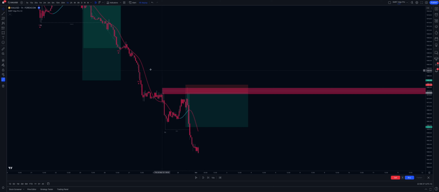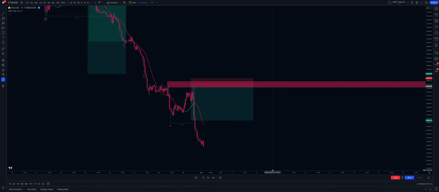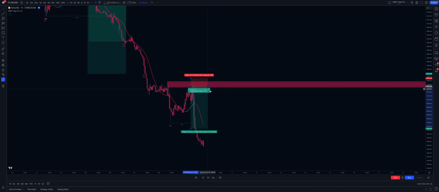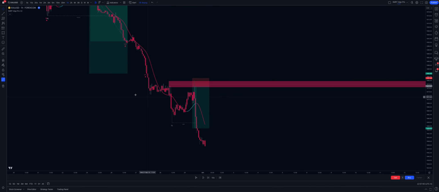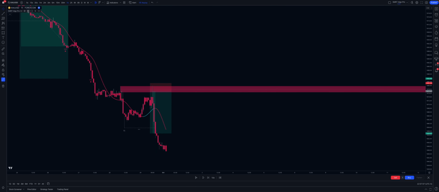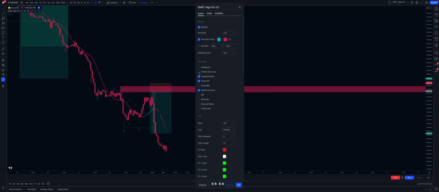For this scenario, since we already hit TP3 and we don't have a second demand zone to look for, what I would do is take partials when we have a break of structure, which means that the lower low is confirmed. So once we have a break of structure and the candle closes, I would take partials here, 5.28%. And then I'll just trail this using the Smart Algo Pro V2 trailing stop loss indicator, which you can see here. You can activate it.